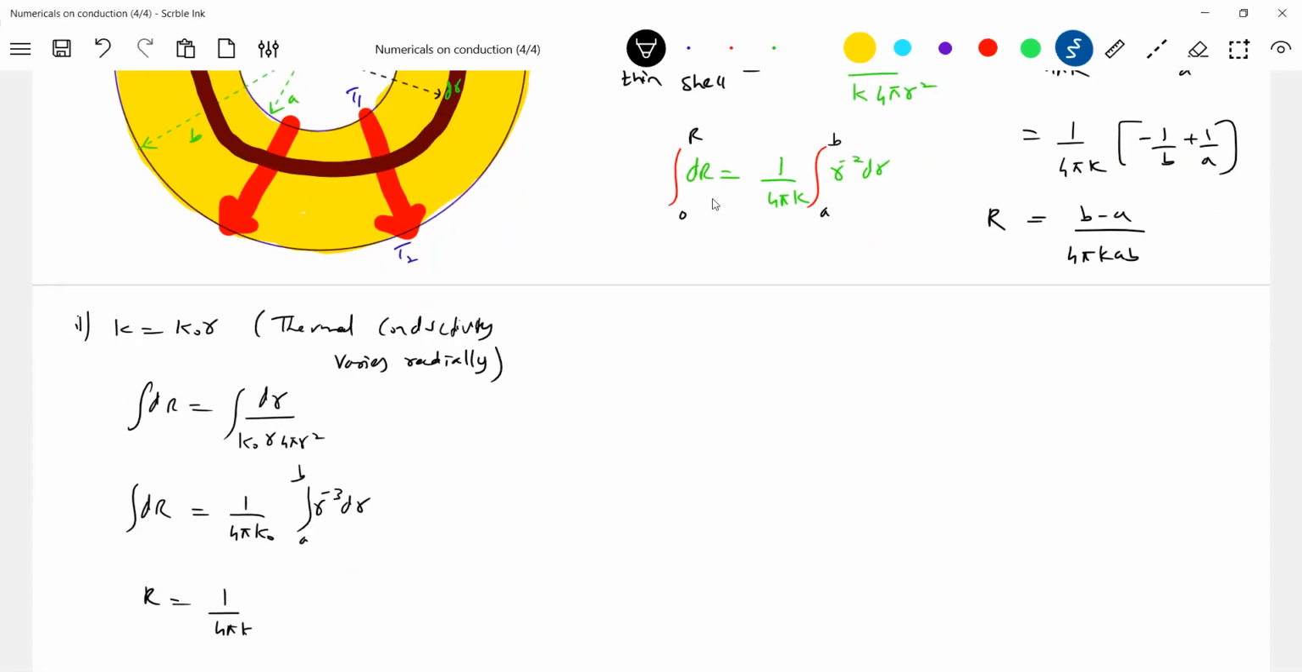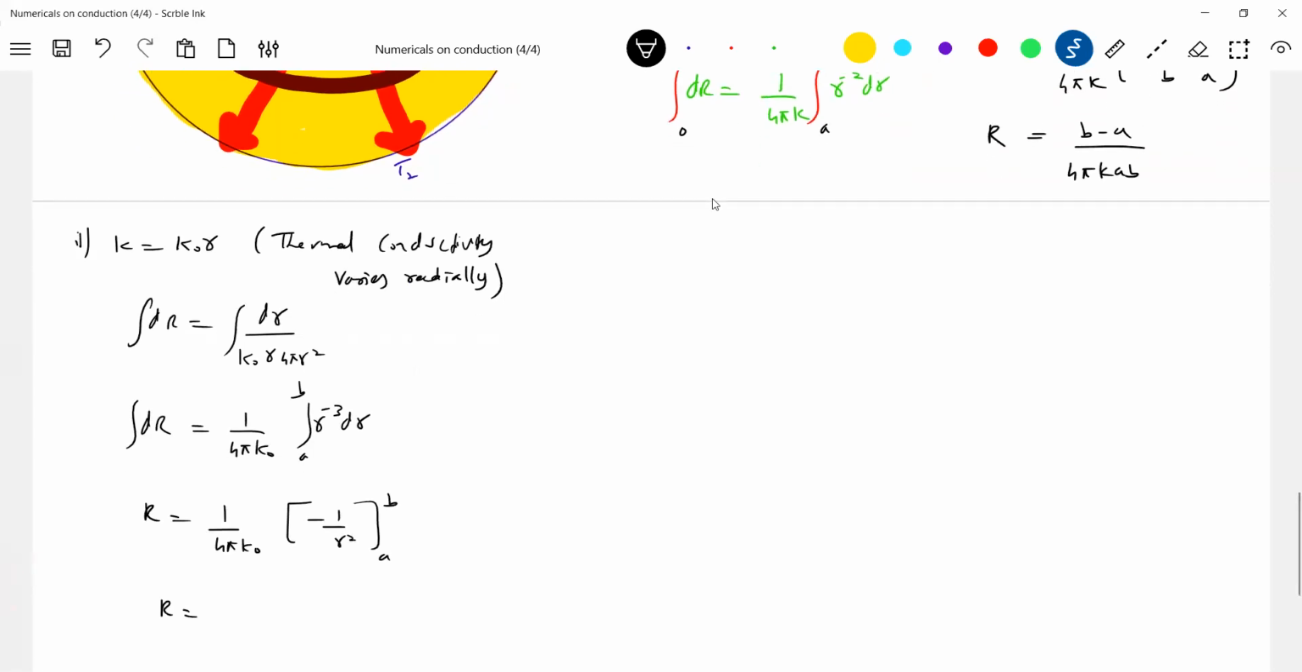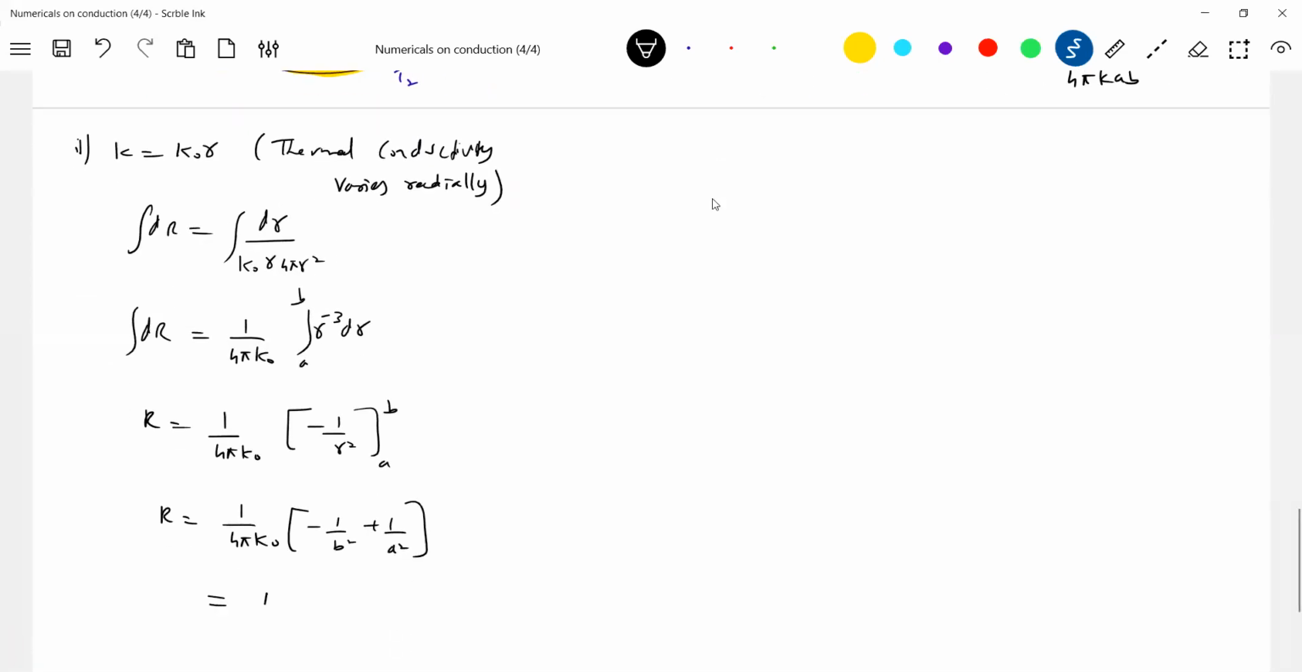1 by 4 pi k naught. This will become minus 1 by r square. Limit will be a to b. So what is the thermal resistance of this will be? R is equal to b square minus a square by 4 pi k naught a square b square.